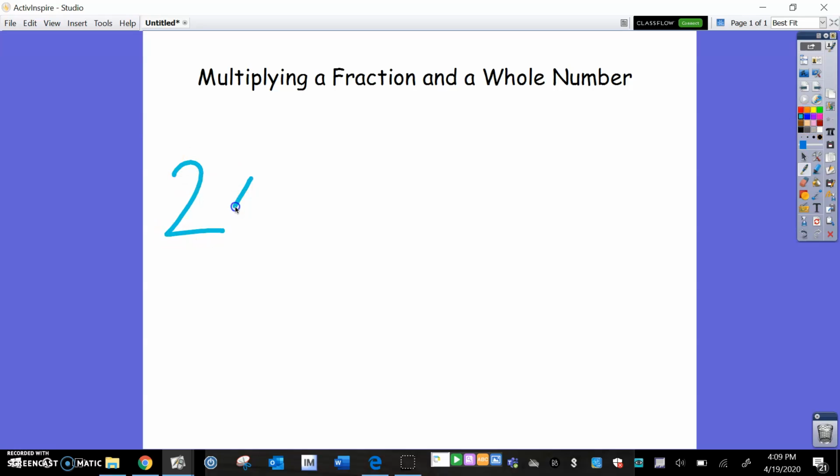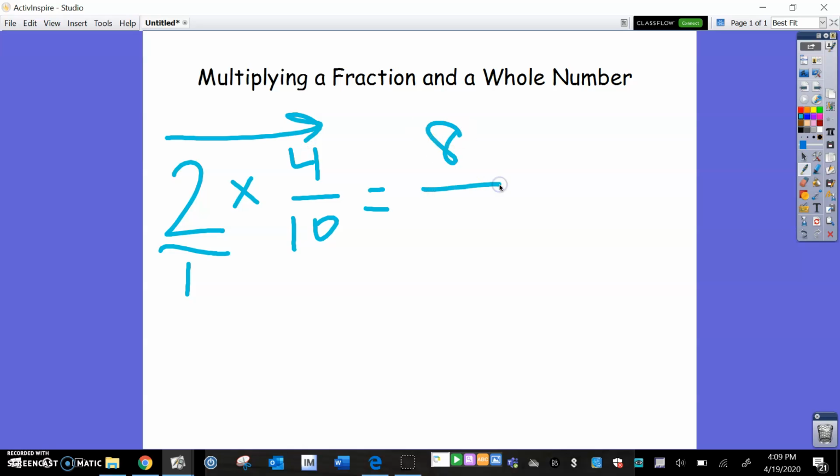2 times 4/10. The first thing I have to remember is to add my imaginary 1 to remind me to multiply that 1 by the denominator. Now I'm going to multiply straight across. 2 times 4 is 8. 1 times 10 is 10. I can leave my answer just like this because it's a proper fraction. My numerator is smaller than my denominator.